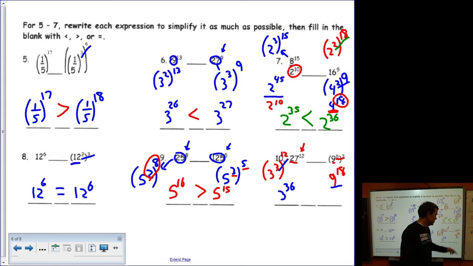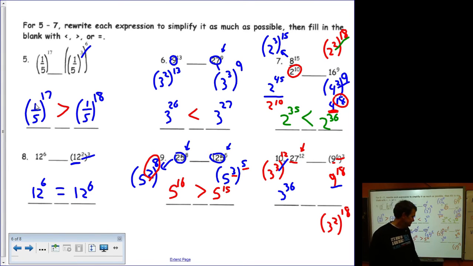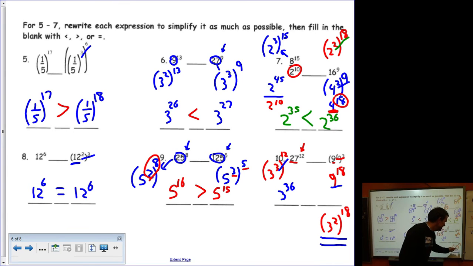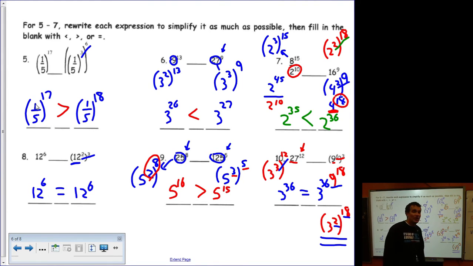Now 9 is a perfect square, so 9 can be rewritten as 3 to the second power. Of course, the 9 had an exponent on it, so the 3 to the second power also needs the exponent. And finally, when you simplify this, using the power to a power rule, where you multiply those together, you get 3 to the 36th. And it turns out that these are equal to each other.